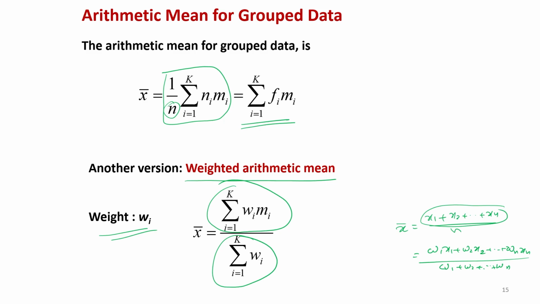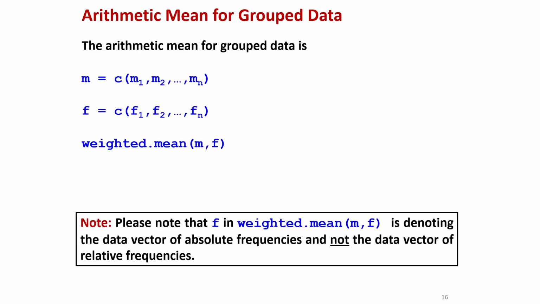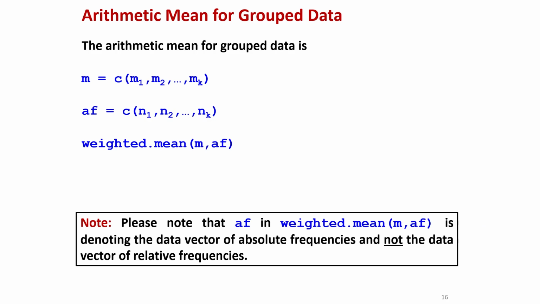So this is how we try to compute the arithmetic mean for the group data. This is what you have to keep in mind. Now we can compute the arithmetic mean of this group data by defining two data vectors, m and af. So m is the data vector of the values m1, m2, mk, which are the midpoints of the class intervals. And similarly there is another data vector containing the values n1, n2, nk, which are the absolute frequencies of the class intervals.